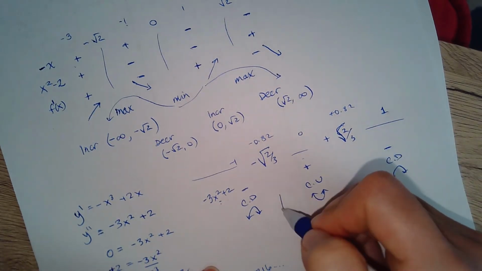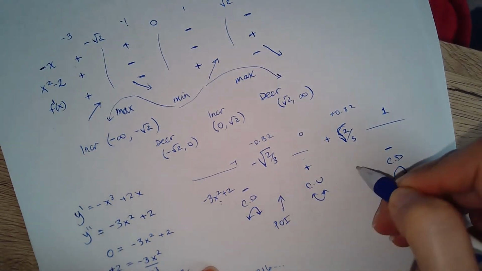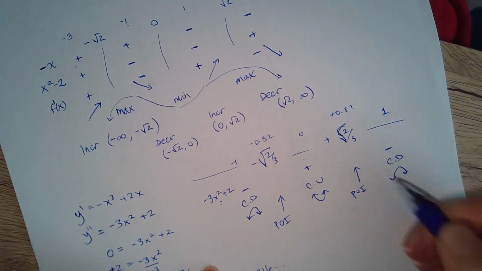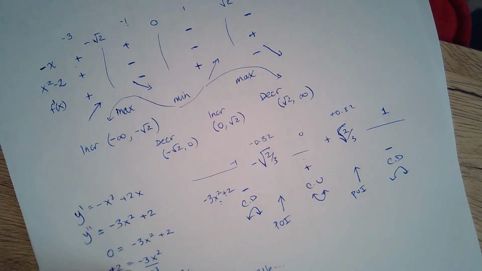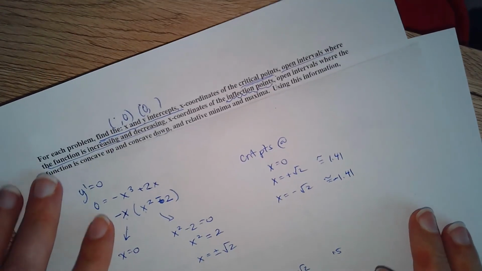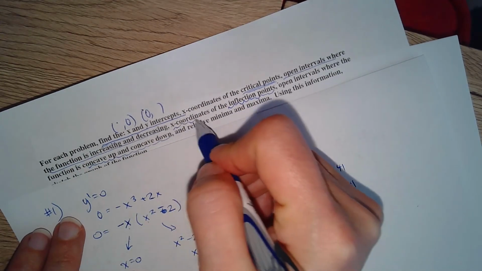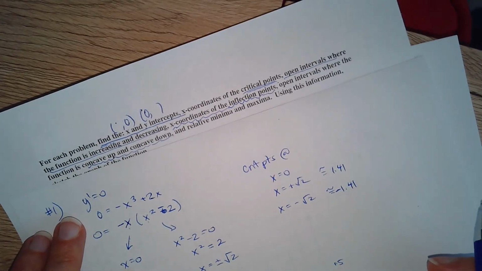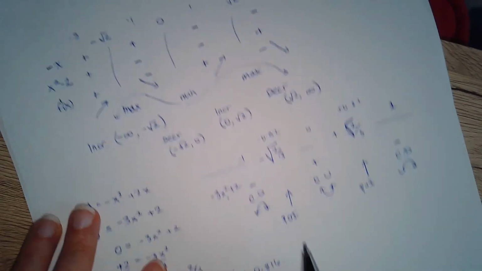So indeed, these are points of inflection, POI, or inflection points. So I know that those 2 points, when x equals those 2 points, I'm going to have a change in concavity. Okay, so let's go back to our original question, see what we have. We have the x coordinates of the inflection points, yay. We have the open intervals where the function is concave up and concave down. So let's write this in interval notation now.